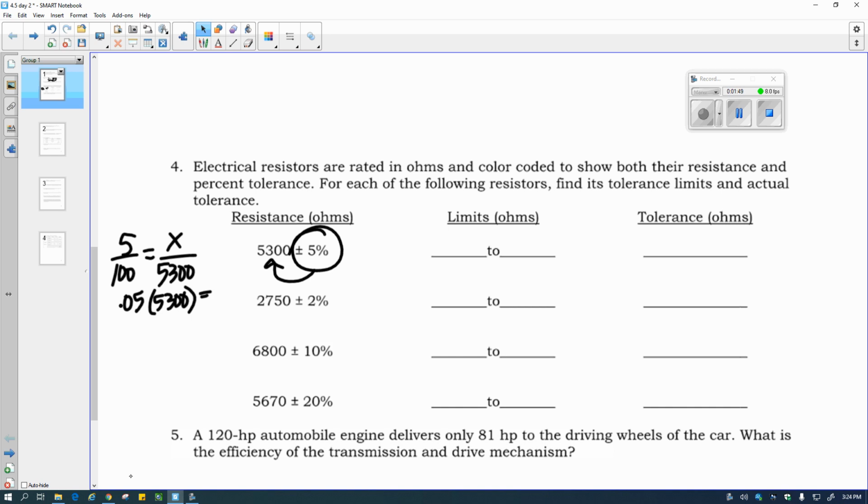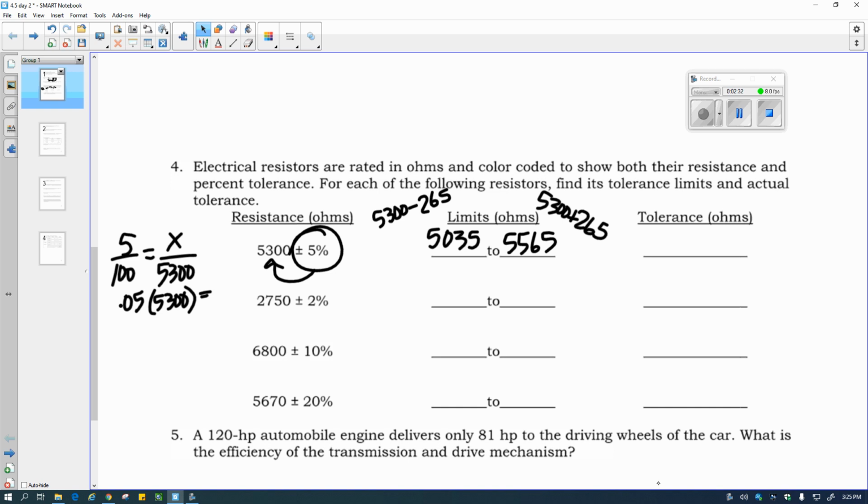So that would be 265. So what I'm going to do is, the low end would be 5,300 minus 265, and the upper end would be 5,300 plus 265. So then I just have to do that math. This is 5,035 up to plus, so that would be 5,565. So when we talk about our tolerance, it is how much give we have.